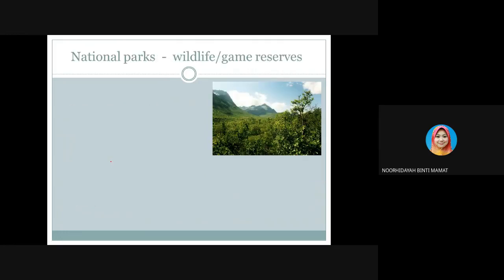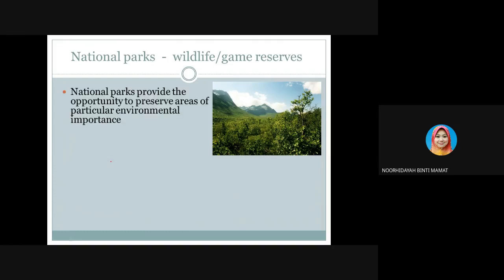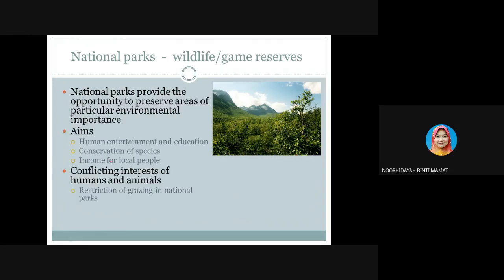Then we are moving to the national parks, which are the wildlife and game reserves. So we have the aims here. As we know, the national parks provide the opportunity to preserve areas of habitat, areas of particular environmental importance, whereas the game reserves are developed in order to provide controlled hunting opportunities.